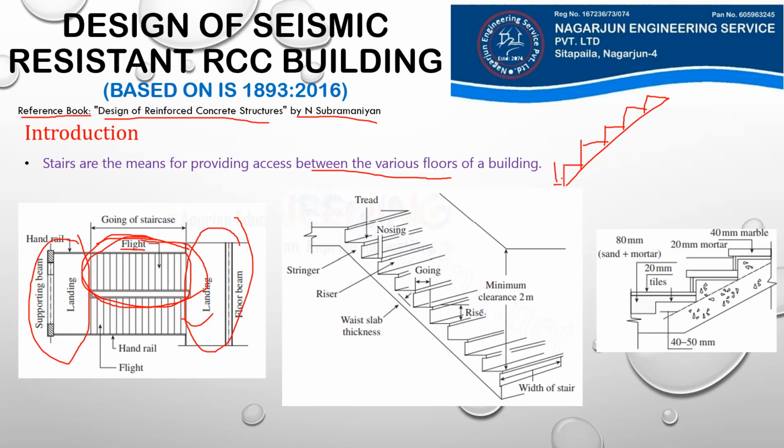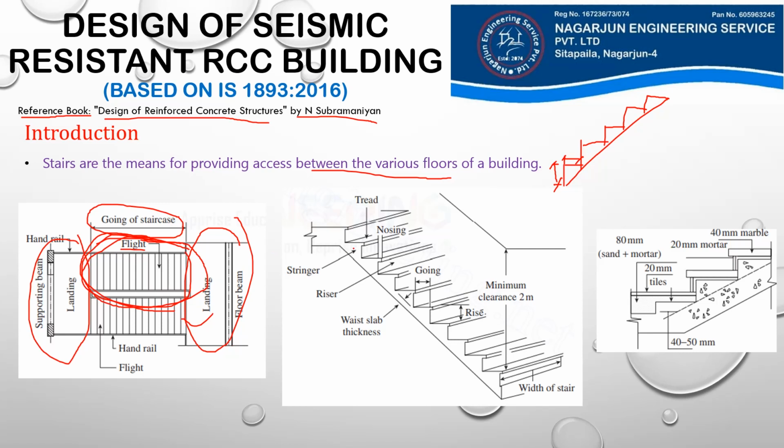This vertical portion is known as riser, and this horizontal portion on which we rest our foot is known as the tread. So collectively, this riser and tread are known as the going of staircase. If you project these treads and riser in a horizontal plane, then what you get is the going of the staircase.